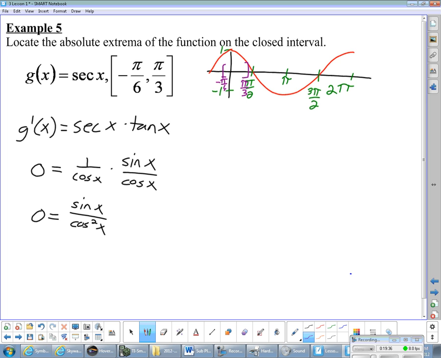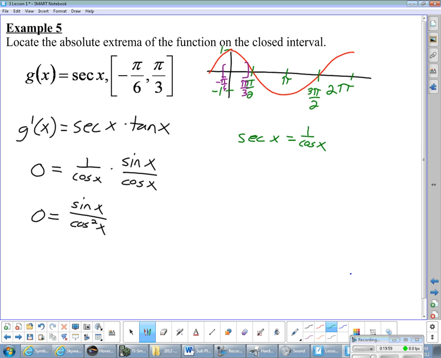So one thing to be aware of, and I hope you're catching this, for the secant function, secant x is equal to 1 over cosine x. Well, we're going to have issues when cosine x is 0 because secant, that would be dividing by 0.